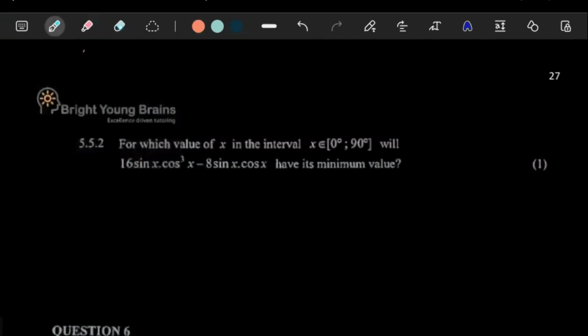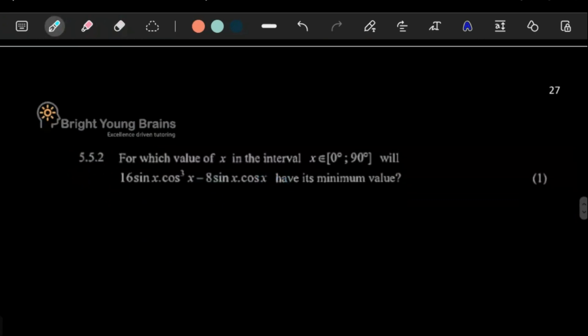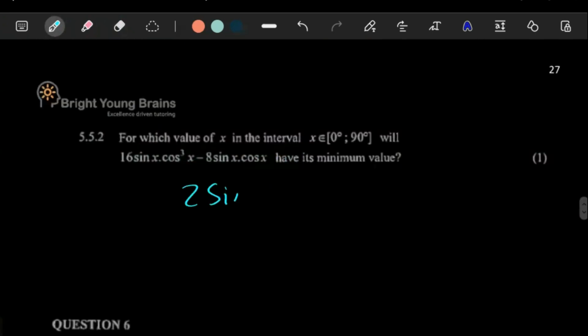5.5.1, no, 5.5.2 says, for which values of x within this interval will this expression have its minimum value? Well, obviously what we know is this whole expression is the same as 2 sine 4x. This here will have its minimum value.